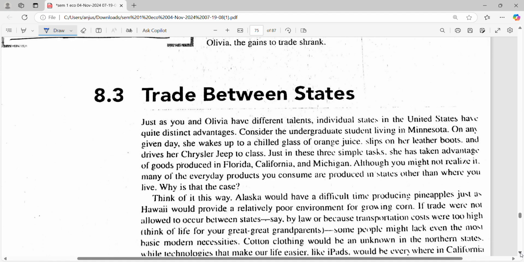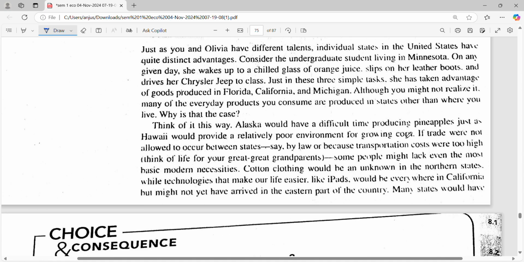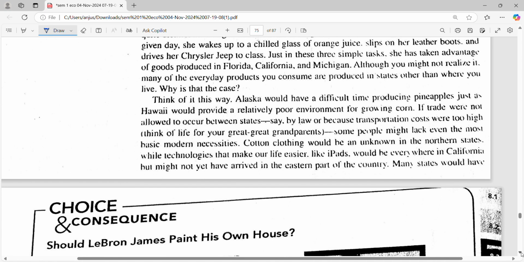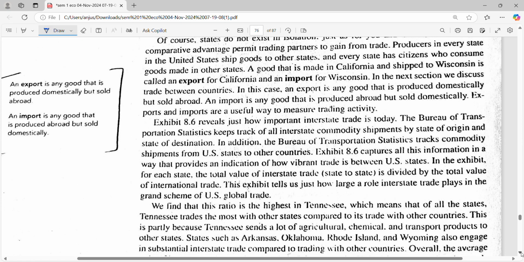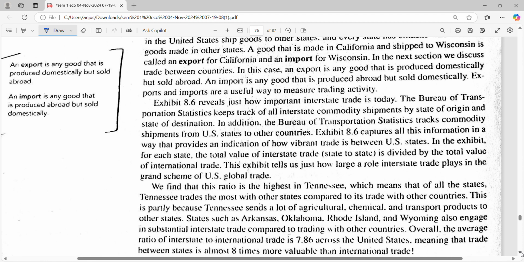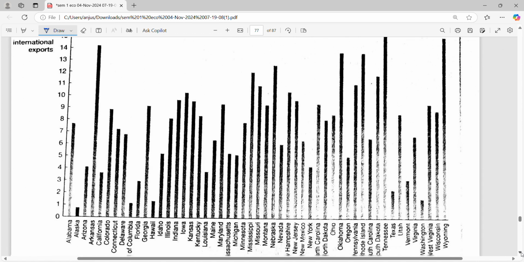Next is 8.3, which is very easy. You can read all these examples by yourself. I'll be just going with the concepts. So it is discussing export and import. Export is any good that is produced domestically but sold abroad. Import is any good that is produced abroad but sold domestically.